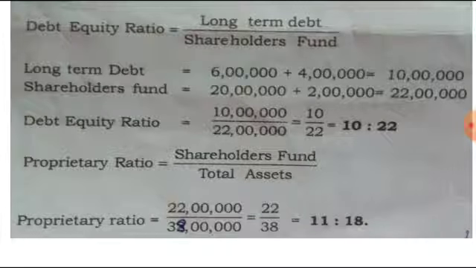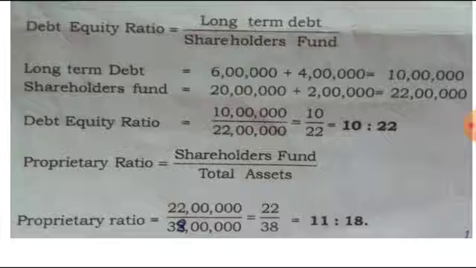Debt equity ratio is equal to long term debt divided by shareholders funds. So as I said, long term debt will include 8% debentures 6 lakhs, as well as long term loan 4 lakhs. So 6 lakhs plus 4 lakhs is equal to 10 lakhs. Shareholders funds, I said, share capital and reserve and surplus will be included. So shareholders funds is equal to 20 lakhs plus 2 lakhs, that is equal to 22 lakhs. So debt equity ratio is equal to 10 lakhs divided by 22 lakhs, that is equal to 10 by 22, that is equal to 10 is to 22.